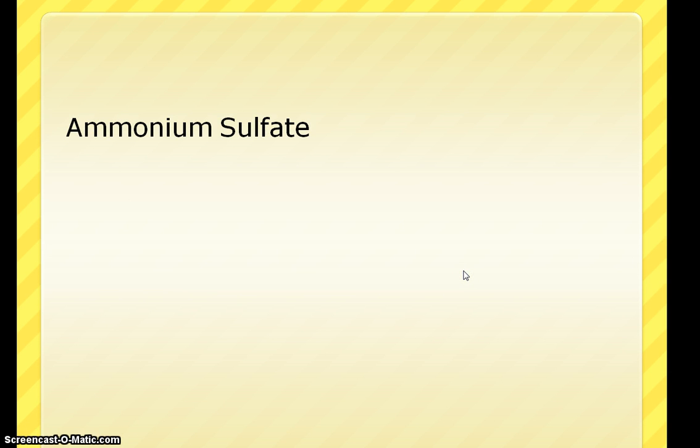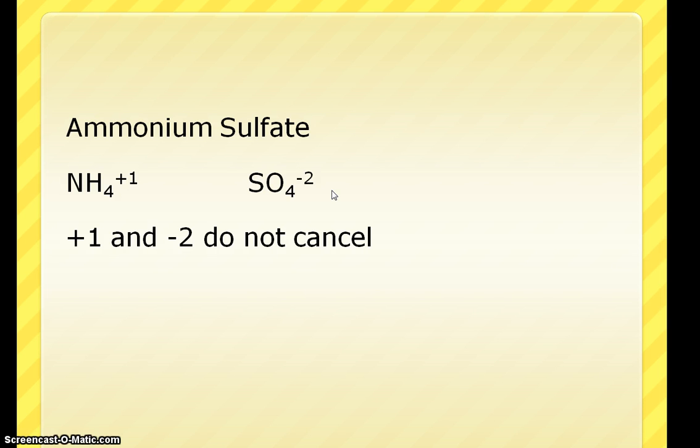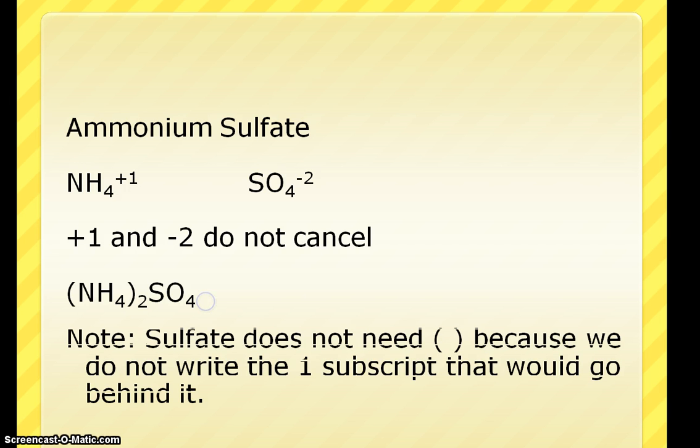Ammonium sulfate. Both of these are polyatomic ions, so ammonium is NH4 plus 1, sulfate is SO4 minus 2. You've got a plus 1 and you've got a minus 2, which don't cancel. So we're going to have to cross our charges. There's going to be a 2 that goes behind our ammonium, so we're going to have to protect it with parentheses. And then this 1 would go behind my sulfate. But because I never write the number 1, I don't have anything to protect my sulfate from. So that's why my sulfate isn't going to get parentheses around it like my ammonium did.